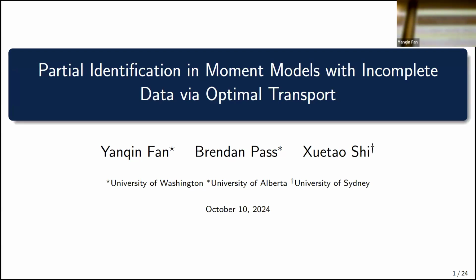The title is a bit long. So I'm going to start with the moment model, and then talk about incomplete data, and then talk about partial identification. And once I talk about partial identification, hopefully you'll see the role optimal transport plays in this work.